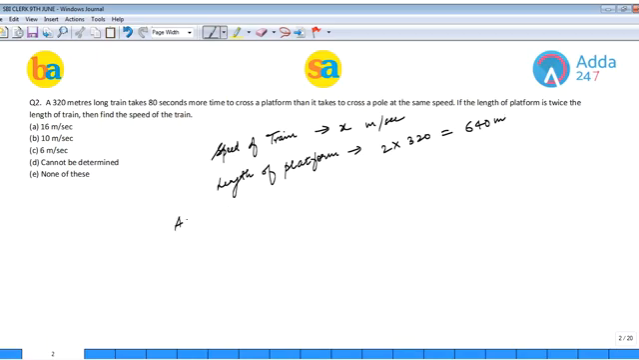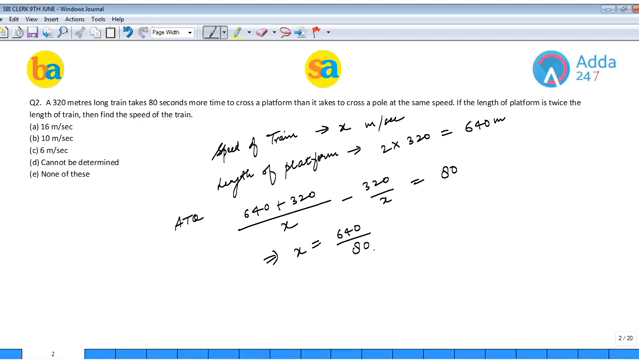Now according to the question, 640 plus 320, that will become the total distance. This is the length of the platform and this is the length of the train, upon x, that is the speed of the train, minus 320 upon x is equal to 80, that is the time. So this implies x is equal to 640 upon 80. So the value of x is 8 meter per second.